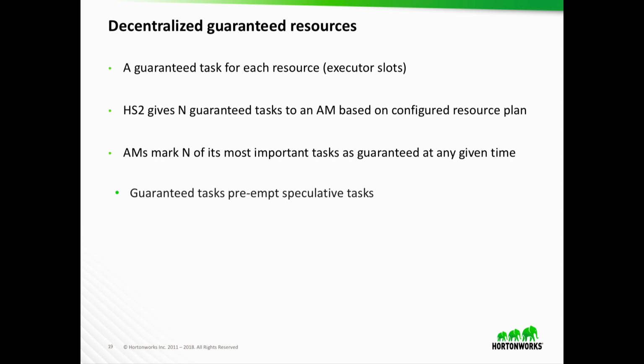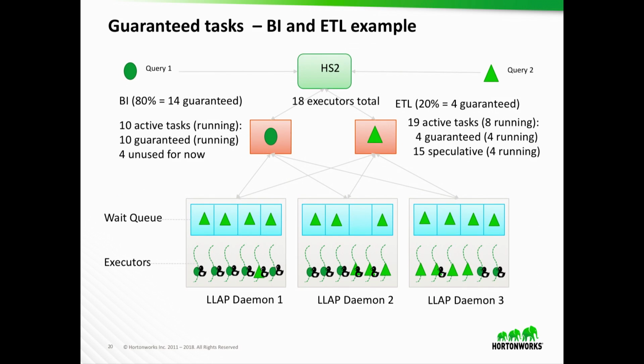So it has a concept of guaranteed tasks. Let me actually go to the example. In this example, let's say I have two pools, BI pool and the ETL pool, and I have 18 total executors in the system, out of which I have allocated 80% of my resources to the BI and 20% to the ETL, which means 14 tasks and 4 tasks which can run in these pools.